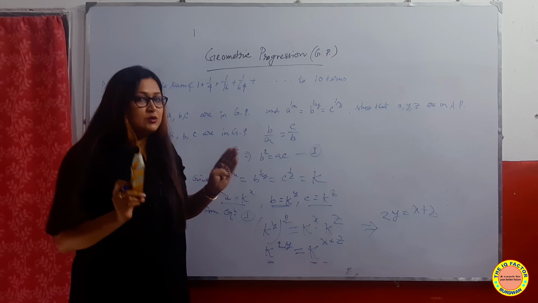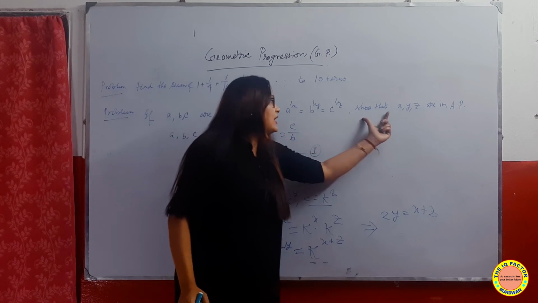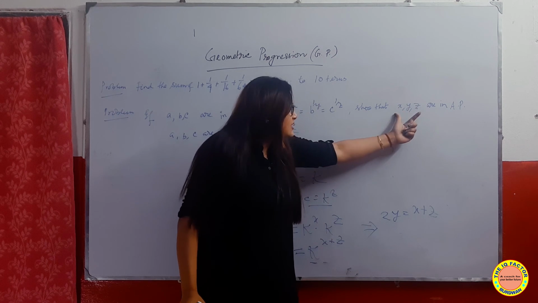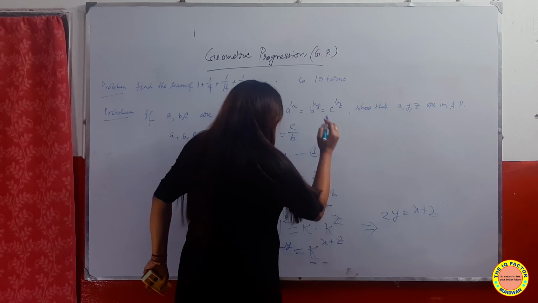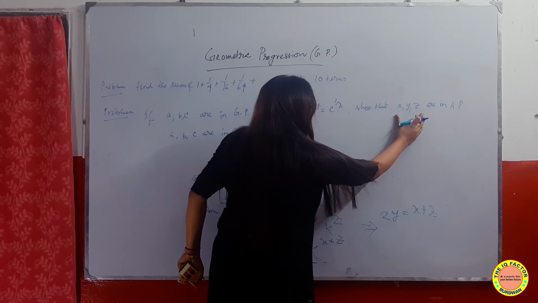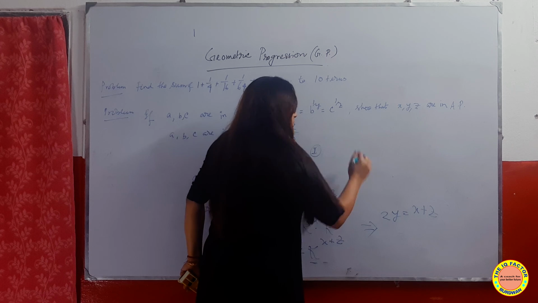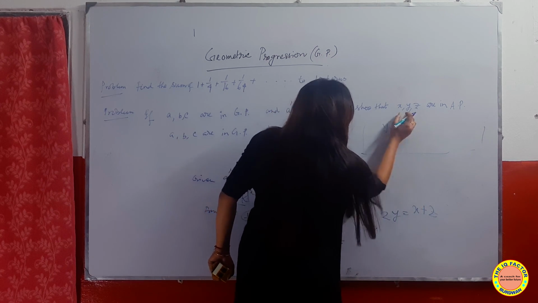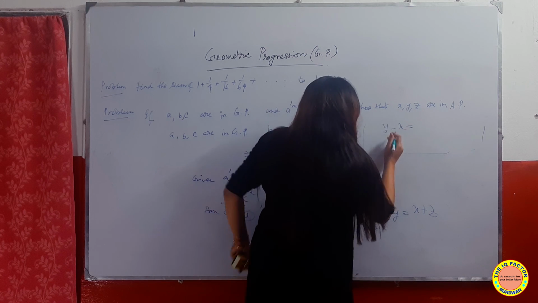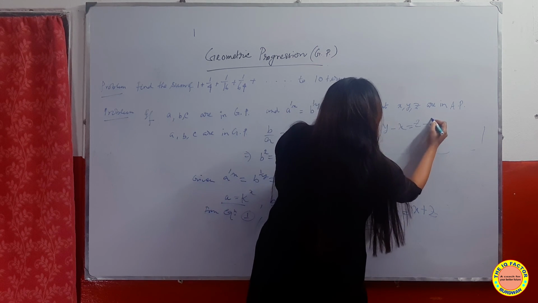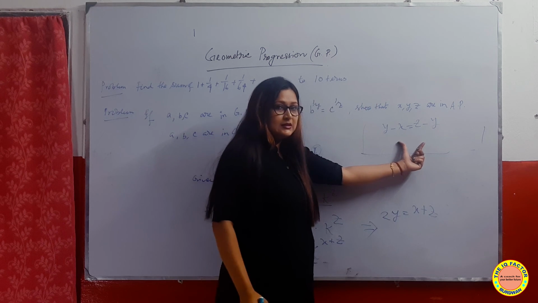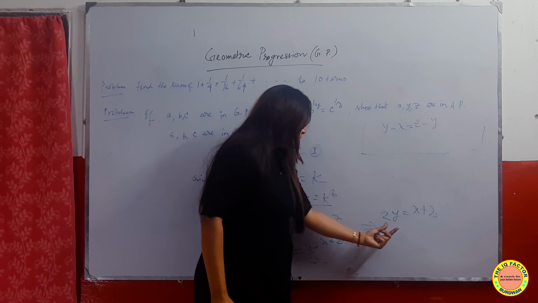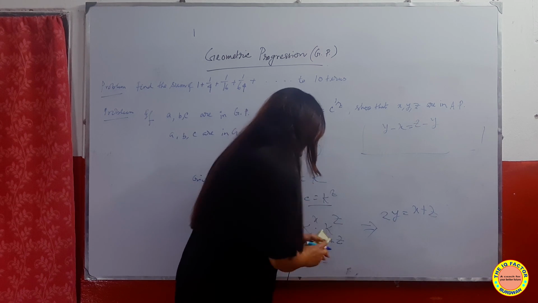Now what is our question? Focus on that. Show that x, y, z are in AP. To show that 3 terms are in AP, what do you have to show? The second term minus first term is equal to the third term minus second term. You have to show that. If we can show this, we can show they are in AP.